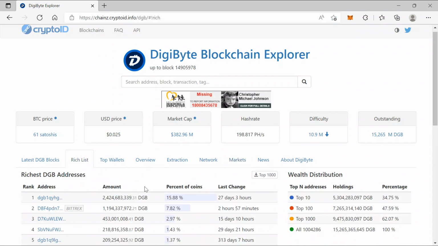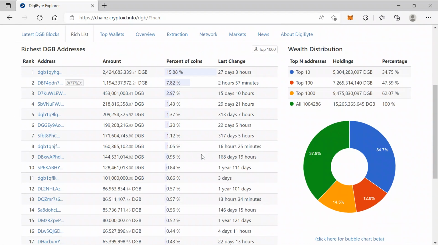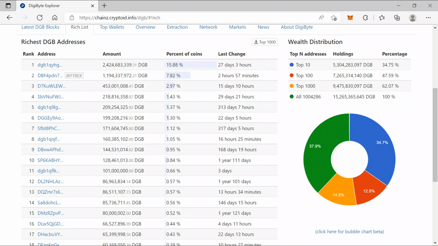And then the addresses. In the rich list, you can see the top 100 addresses hold 47.6%. This has been holding steady here for quite some time. Is this good? Is it bad? I don't know what to tell you. There's a lot of exchanges in here for sure, and we'll walk through some of those exchanges.